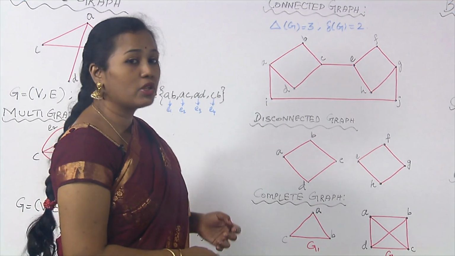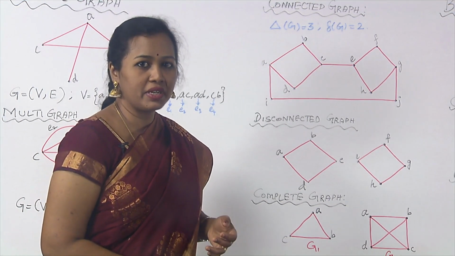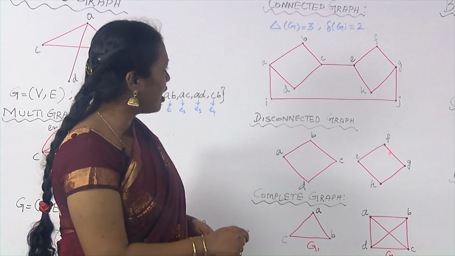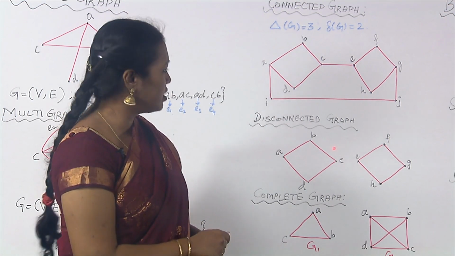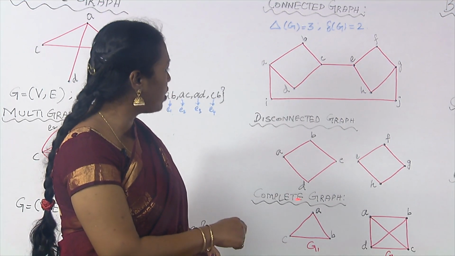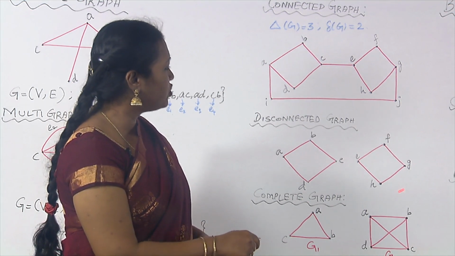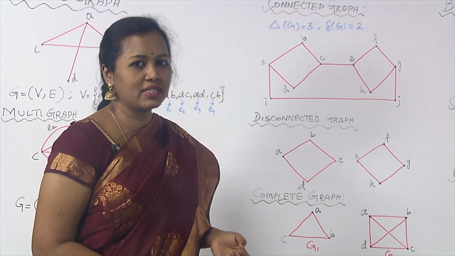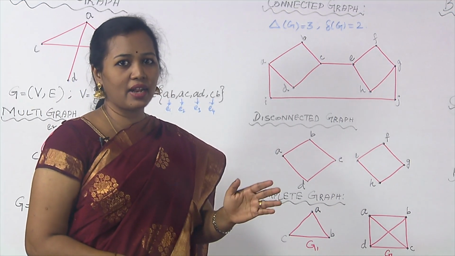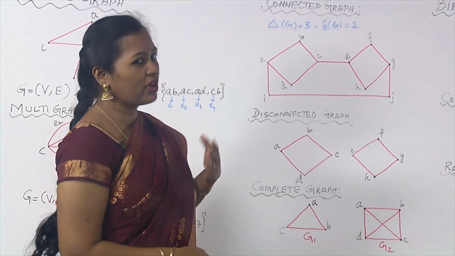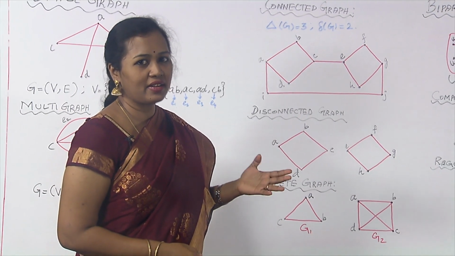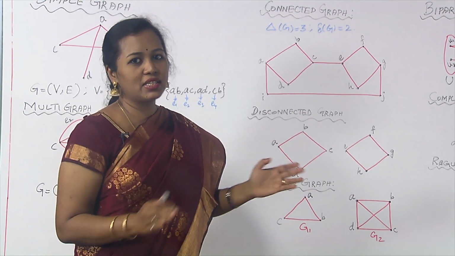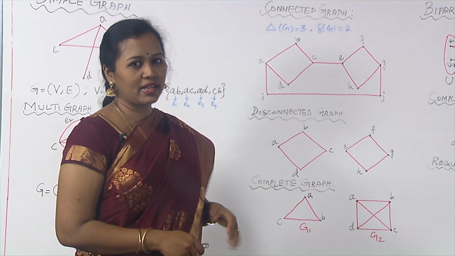And they can also be classified as components. For example, here in this graph we have two components. So, A, B, C, D is one component and E, F, G, H is another component. So, you can have multiple components in a disconnected graph, but in a connected graph there is only one component. You cannot have two or three components in a connected graph. So, that is the biggest difference between a connected and a disconnected graph.